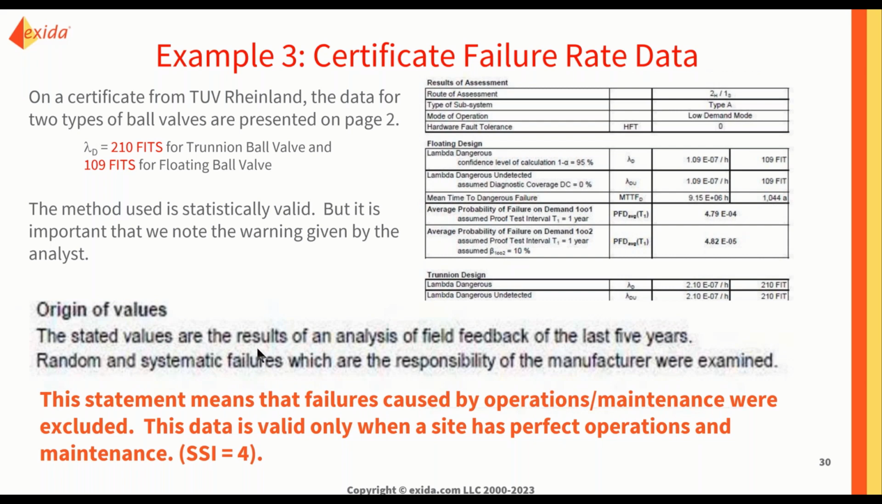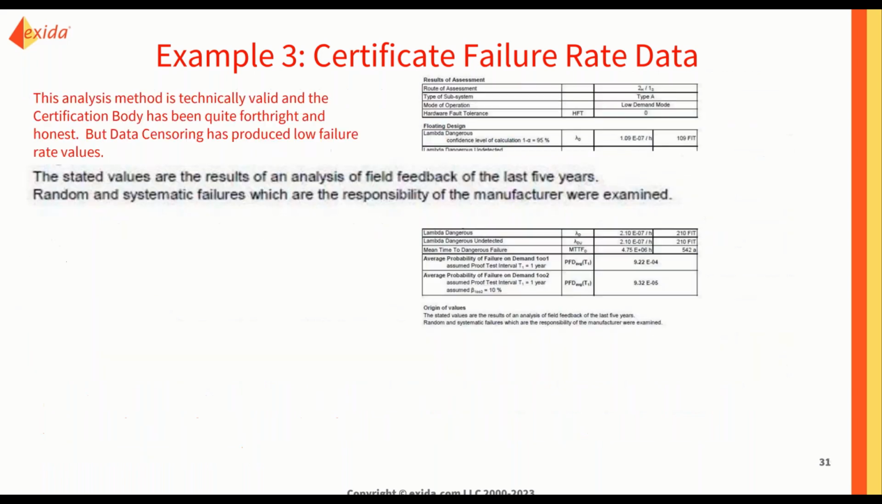The stated values are field failure feedback from the last 5 years, random and systematic, whatever that means to them, which are the responsibility of the manufacturer, were examined. I applaud them for telling us exactly, telling us that they have done a lot of data censoring. The concept of manufacturer-only failures being valid means that a site has perfect operations and maintenance and never, ever makes a mistake. I don't think that's very realistic myself. I sure make mistakes.